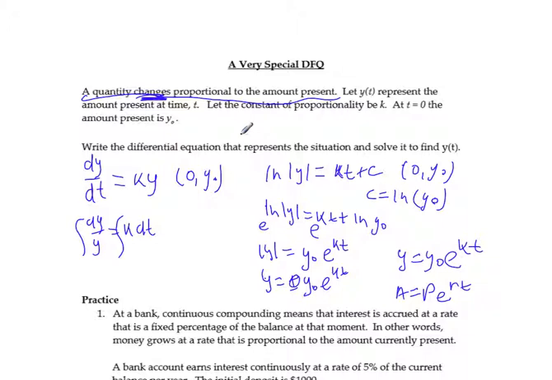Okay, so let's think about where we started. We started with a quantity changes proportional to the amount present, right? And this was a very logical statement. And then we wrote it as a differential equation, and then the solution to that differential equation ended up being PERT, right? Where the rate at which my y is growing is the same as this k, this constant of proportionality. Okay, so now let's save this file and then we'll do a problem.